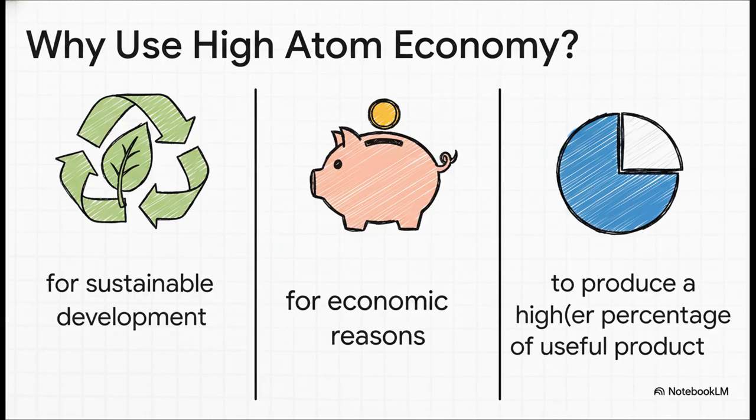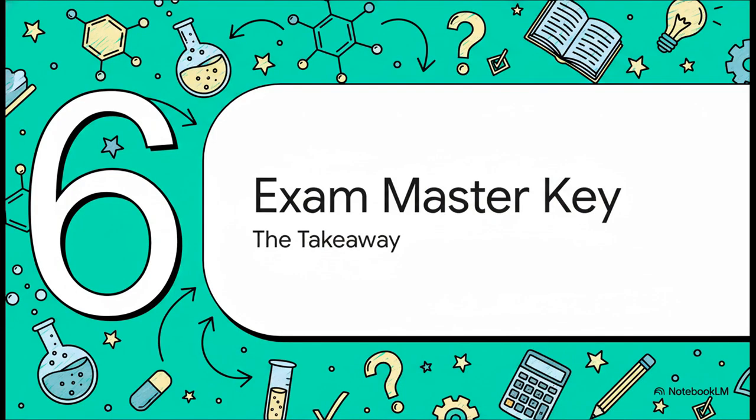You could talk about the environment and say it's for sustainable development. You could talk about money and say it's for economic reasons, since less waste means more profit. Or you could just state the obvious. It's to produce a higher percentage of useful product. Any of these will score you that final mark. And just like that, we've collected all 10 marks.